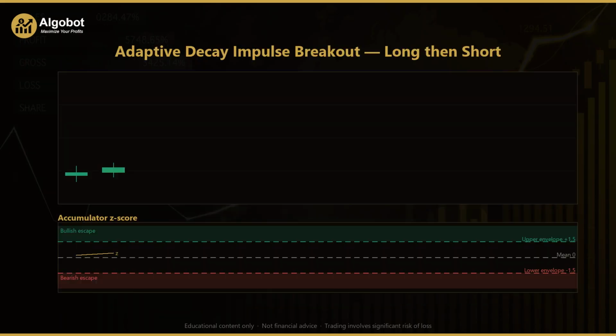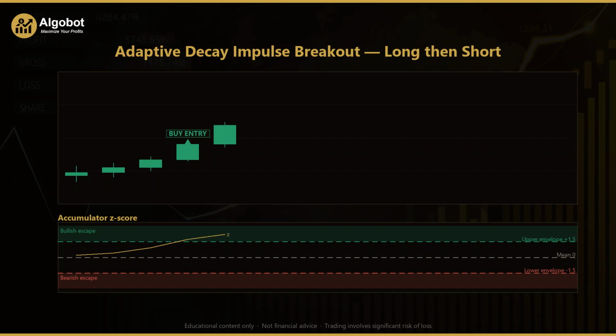Let's bring this to life on the chart. Up top you can see the candles, and in the panel beneath them we're plotting the strategy's own homemade signal, the accumulator z-score. Watch how it relates to the dashed lines. The upper envelope at positive 1.5, the lower envelope at negative 1.5, and the mean at 0 right in the middle. The green shaded band above is what the strategy calls a bullish escape, and the red band below is a bearish escape.